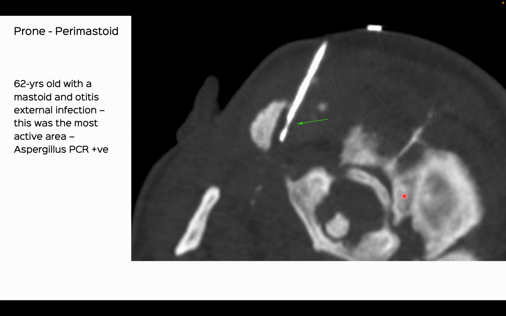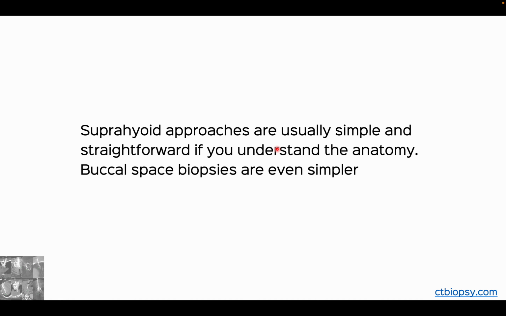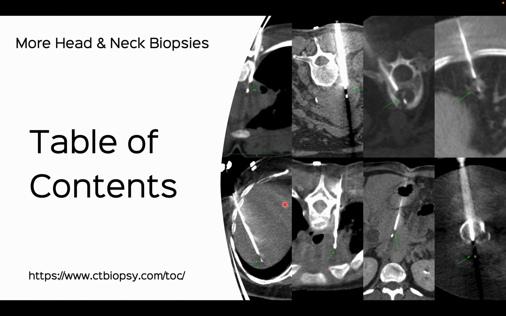And this was a prone. I don't really use prone for suprahyoid unless you're looking at spine lesions, but I don't include them in this when we're talking about suprahyoid neck biopsy lesions, right? And this was a perimastoid where there was abnormal soft tissue here, and this turned out to be aspergillus. So just to summarize, suprahyoid approaches are usually simple and straightforward. As long as you understand the anatomy, you do need a good contrast CT or MR in advance, but that's pretty much it. And then buccal space biopsies are even simpler.